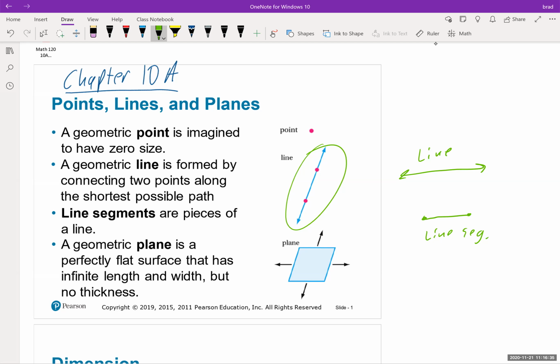Okay. A geometric plane is a perfectly flat surface that has infinite length and width, but no thickness. So once again, think of a sheet of paper, but it's even thinner than a sheet of paper. And think of a sheet of paper that goes on forever in every direction. So that's what a plane is. Okay.